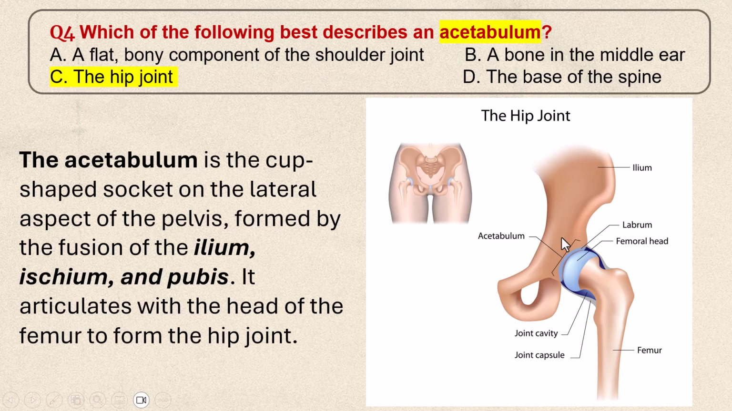You can see here, this is the acetabulum. The acetabulum is a cup-shaped socket on the lateral aspect of the pelvis formed by the fusion of three bones: ilium, ischium, and pubis. It articulates with the head of the femur to form the hip joint.